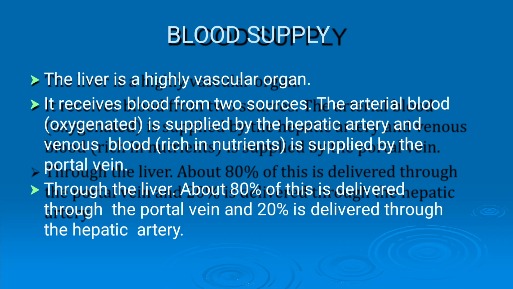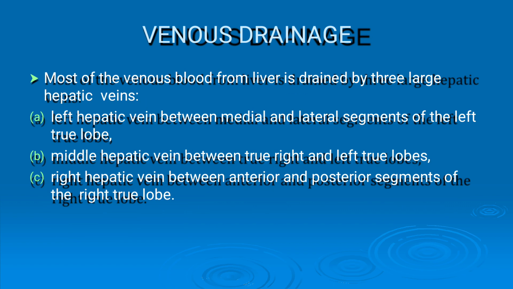We want to move and see blood supply. Liver is highly vascular. This is arterial supply. This liver is a highly vascular organ. It receives blood from two sources. The arterial blood, oxygenated, is supplied by the hepatic artery, and the venous blood, rich in nutrients, is supplied by the portal vein. About 80% is delivered through the portal vein, and 20% through the hepatic artery. Now we can discuss venous drainage.